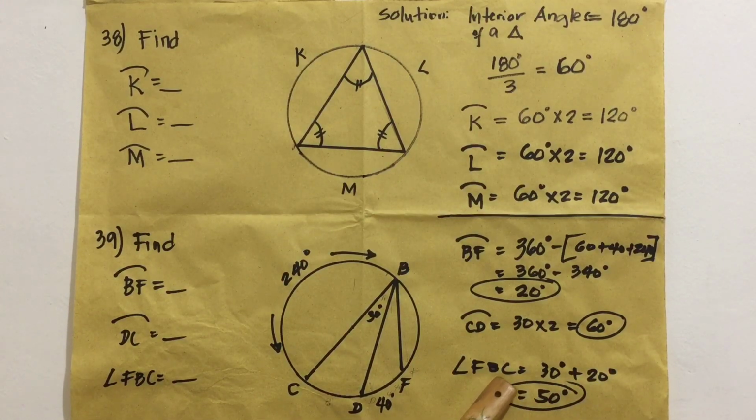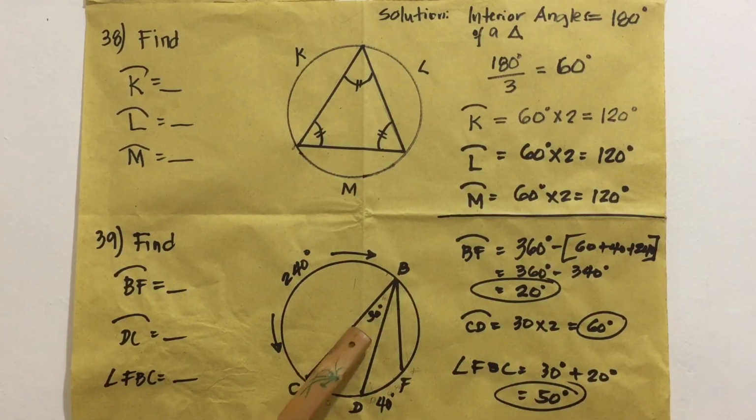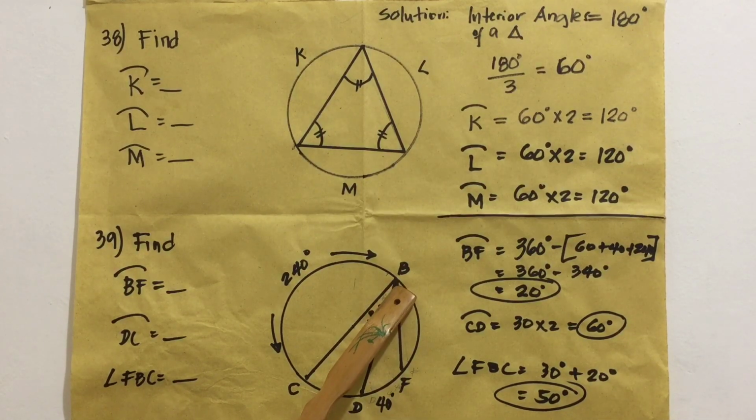And the angle FBC, this angle FBC, we do not know this angle, so we are going to use the given arc here, 40, to get the inscribed angle, so we're going to divide it by 2. 40 divided by 2 equals 20. So therefore, the angle FBC is equal to 30 plus 20 equals 50 degrees.